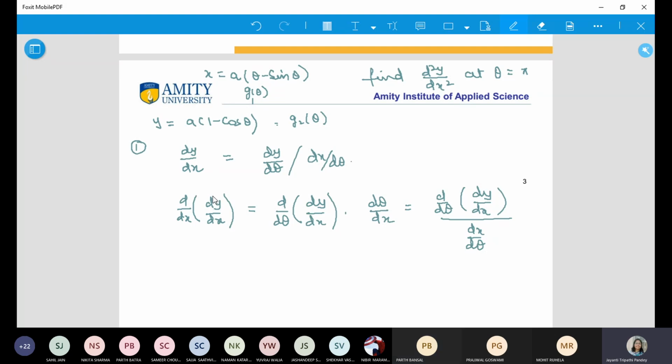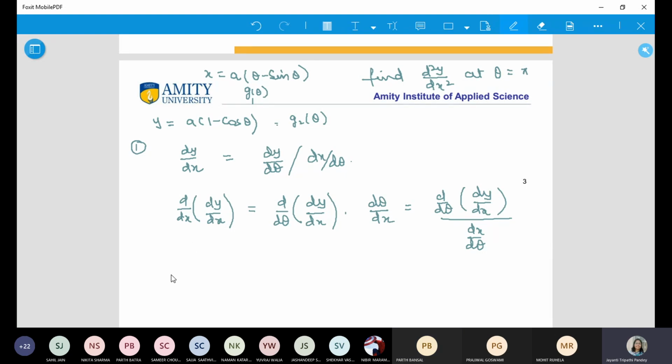This is something that you need to remember. The most common mistake that students make is that, as they do in the first derivative, they differentiate and then divide, and they do the same with the second derivative, which is not right. All right, so this is something I wanted you to understand and remember. Now let's try and solve this question.